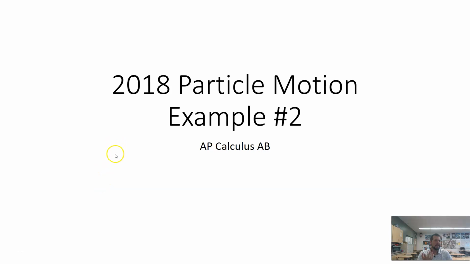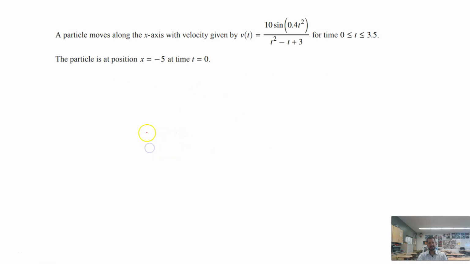All right, guys, so what we're looking at here is the particle motion example from 2018. You will have your calculator on this problem, so there's nothing to worry about there. So let's go ahead and get started on this thing, okay? So we've got a particle moving along the x-axis. Again, that tells us that we're looking at a particle motion problem. And it gives us a velocity function. And again, that's important that we understand that's a velocity function and a time interval as well.